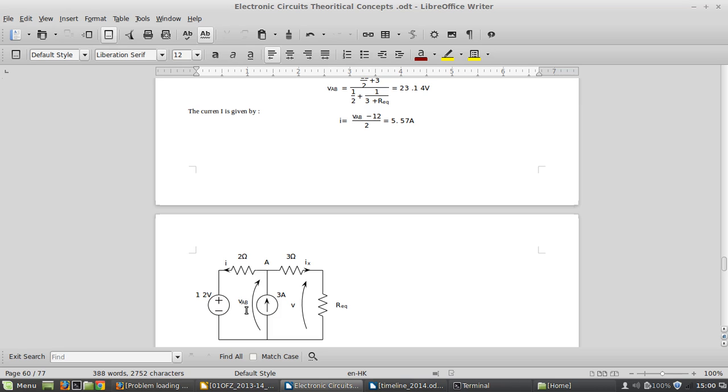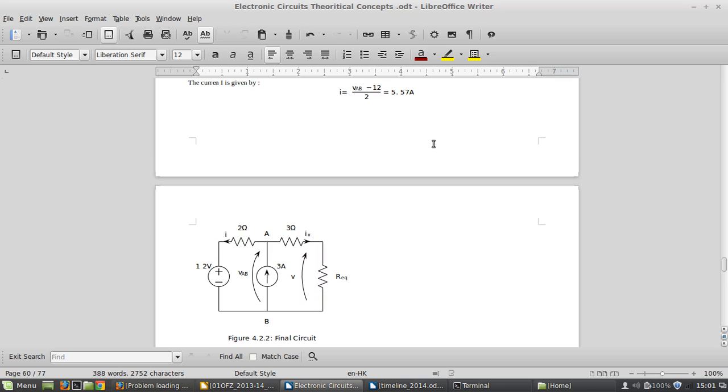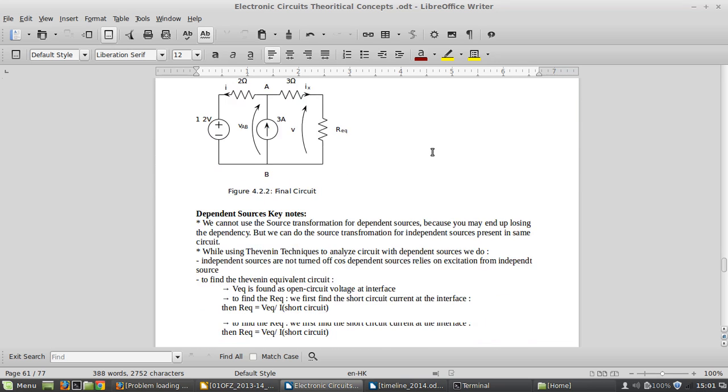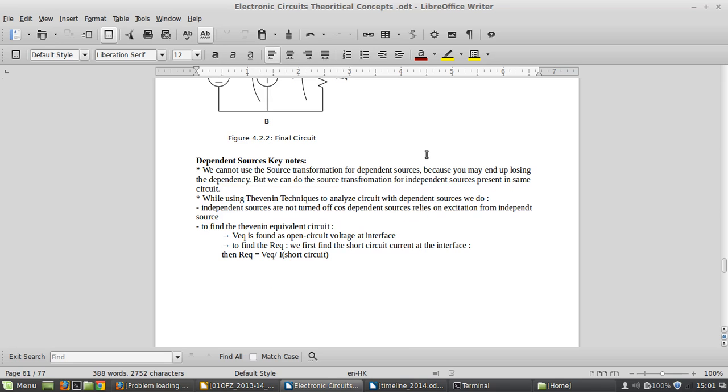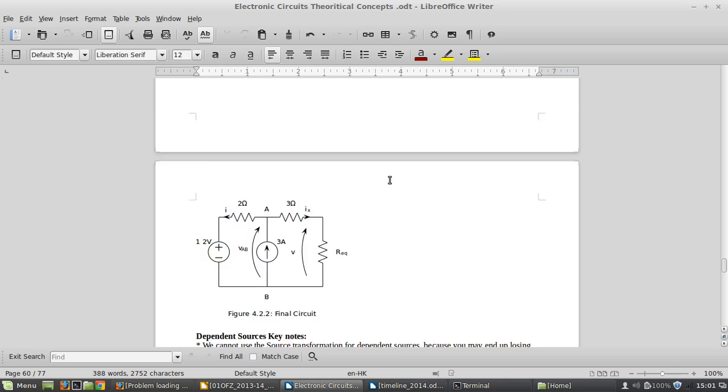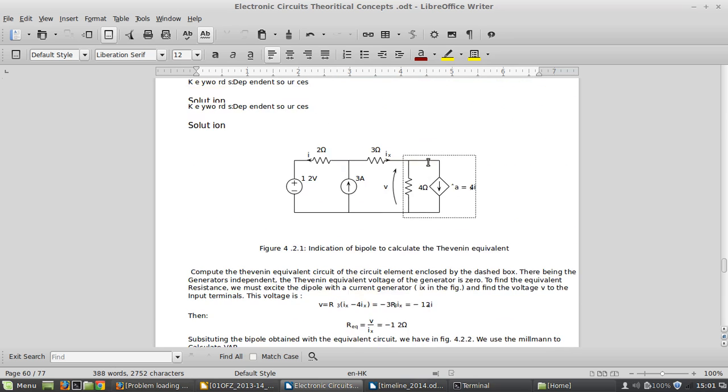After finding the Millman for VAB, I find the voltage here. After finding the voltage here, I can also use KVL in this loop, in this mesh, and then immediately I can find the value of I, right? As you can see here, I have also calculated it, and the result is 5.57 ampere.